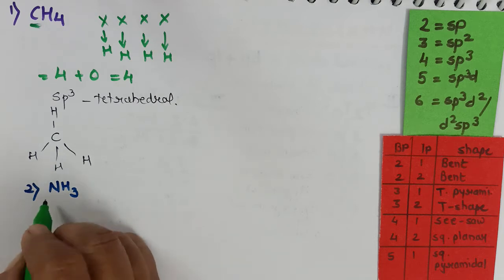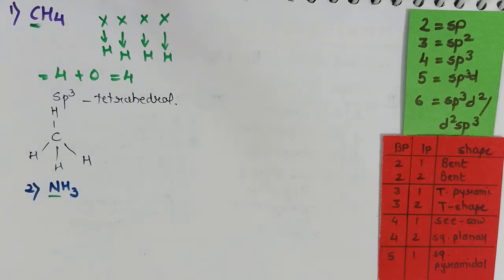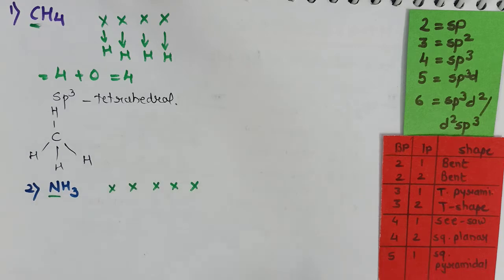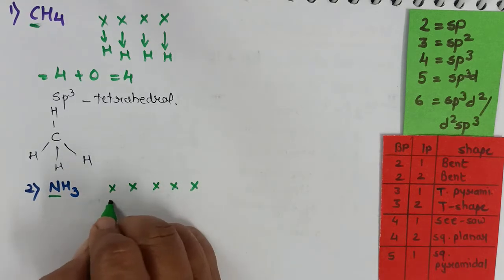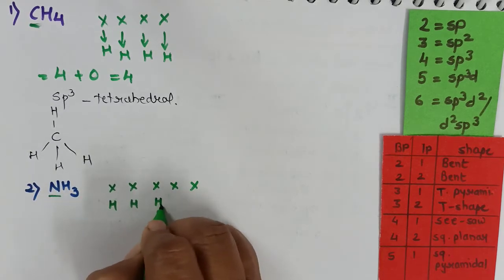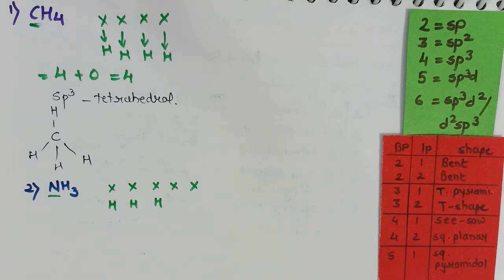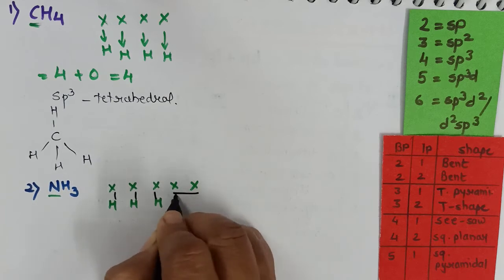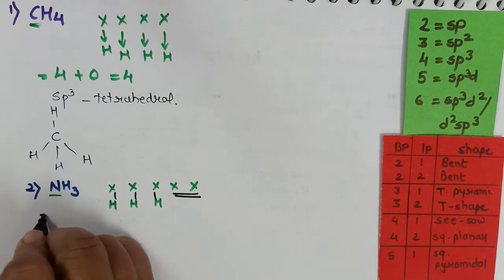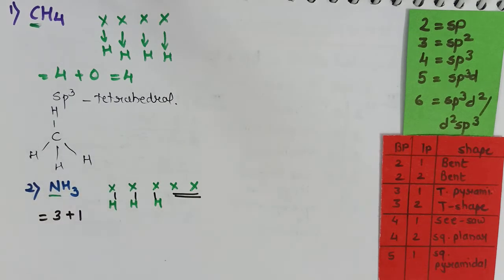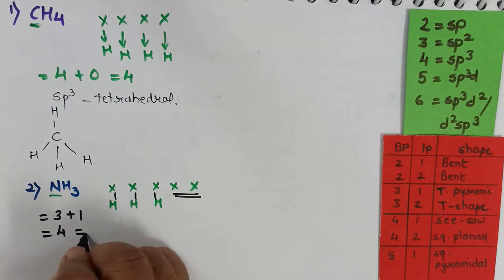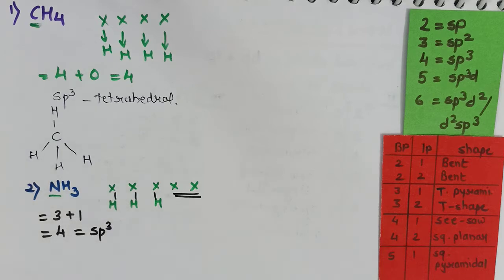Now we'll do this for ammonia. In ammonia, nitrogen undergoes hybridization. How many valence electrons are present in nitrogen? There are 5. Out of 5 electrons, 3 will form bonds with hydrogen. That means in case of ammonia, there will be 3 bond pairs and 1 lone pair. The sum of bond pairs and lone pairs is 4. That means nitrogen undergoes sp3 hybridization.